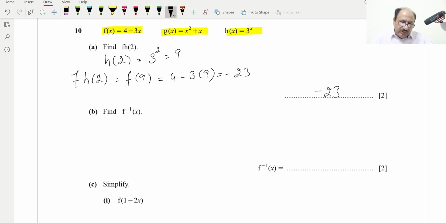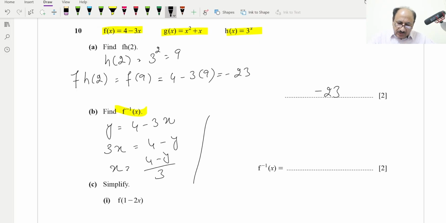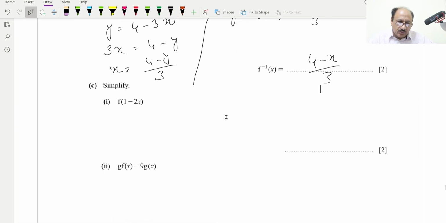Now for part B we have to find f inverse. For f inverse, f of x means y is equal to 4 minus 3x, and we will make x the subject. So 3x will be equal to 4 minus y, so x will be equal to (4 minus y) over 3. And now we can swap. So y, which is f inverse of x, will be equal to (4 minus x) over 3, and (4 minus x) over 3 will be the answer for this part, which is also 2 marks.